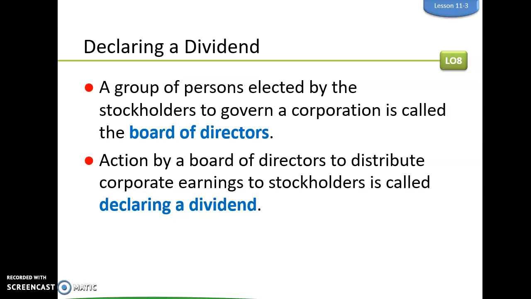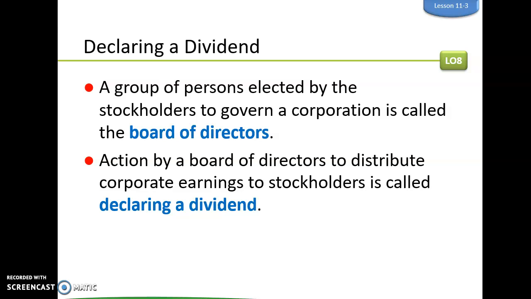So how do we declare a dividend? When you own your own business, let's say you have a sole proprietorship, you're the owner, right? You make the business decisions. But in a corporation, it's different. A group of people elected by stockholders to govern a corporation is called the board of directors. Stockholders are the people who are investing in the company. They own shares in that company. They are investing in it. So they elect the board of directors.